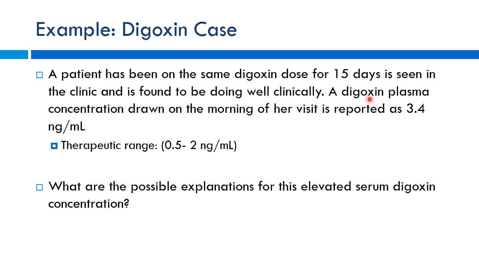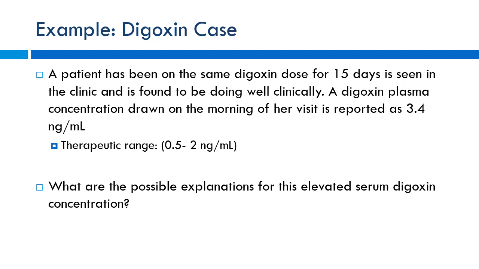Okay, we look at digoxin, we get a plasma level here, and it comes back reported as 3.4 nanograms per ml. Already I noticed it's a kind of non-standard unit there, but nanograms per ml, not a lot of drug. And the therapeutic range is 0.5 to 2. So looking at this, what do you think? Level too high. So what are some reasons you think it might be too high?